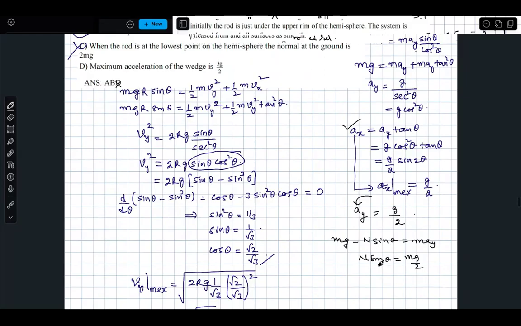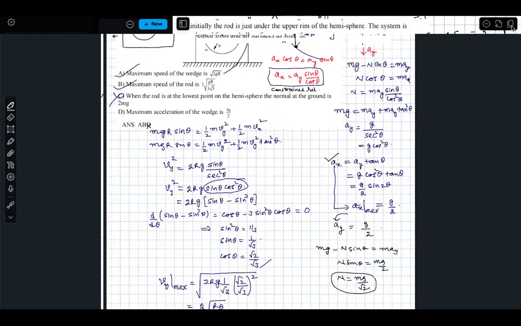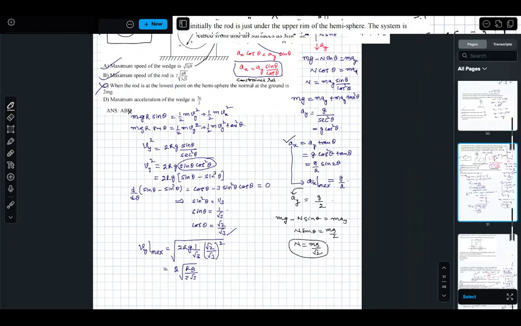But N is not this. Because sin theta there is 1 by root 2, N is mg by root 2 actually. In that case, this is a very, very important question. Really very important question.